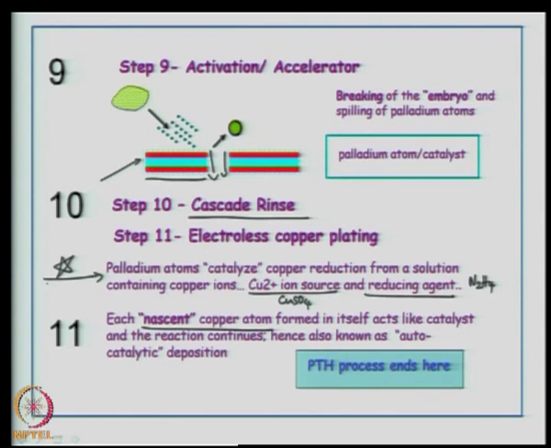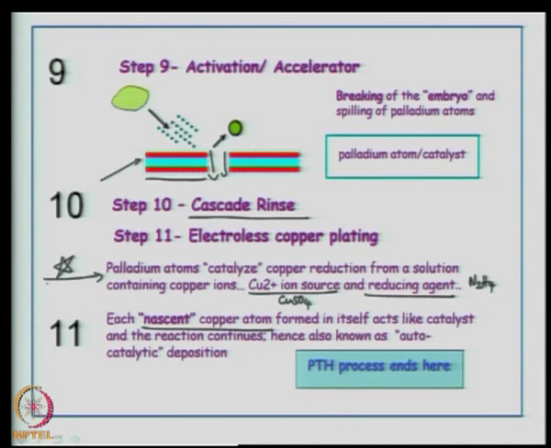Once this process starts, it is autocatalytic. You need not stop the reaction unless you remove the board from the solution. So, you can build up the thickness fairly well to about 3 microns or even up to 5 microns.